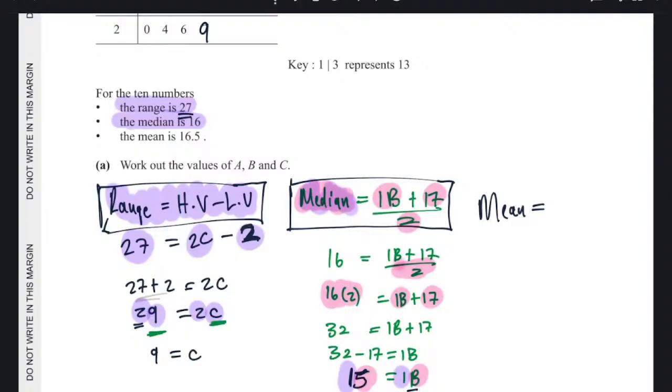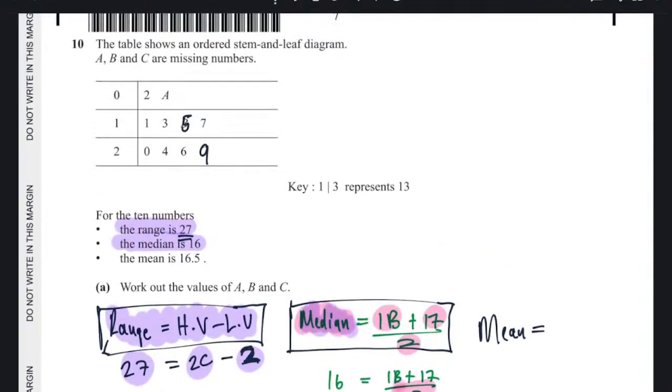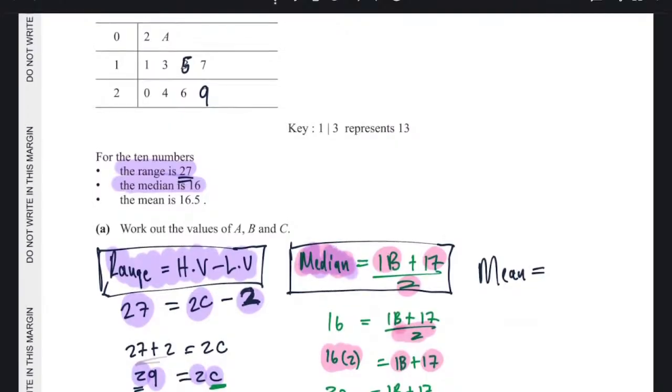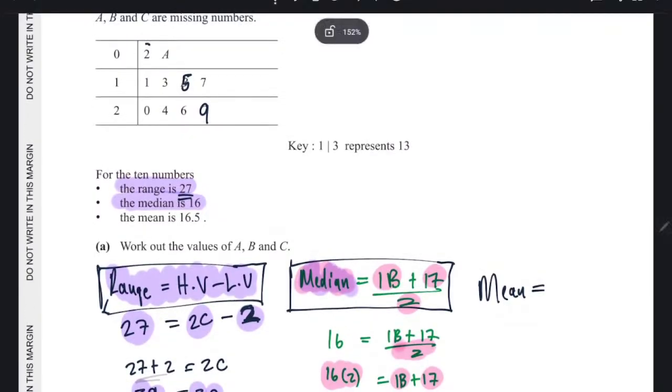So you see the word mean here. What you should know is that what makes stem and leaf difficult is finding range, median, and mean. So here you are being taught how to find range, median, and mean on a stem and leaf. That's what this question is all about. So we have this stem and leaf. So mean, let's add. Mean is simple. It is found by adding things and dividing by how many they are.